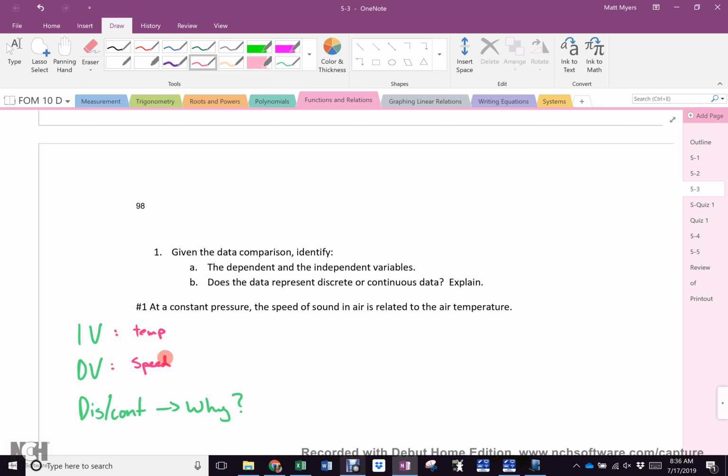You measure temperature and you measure speed. So what is it? Is it discrete or continuous? Continuous. Right? And Sayaj is right. We measure temperature and we measure speed.